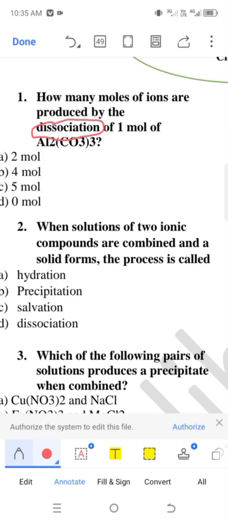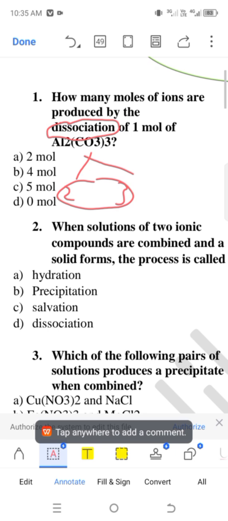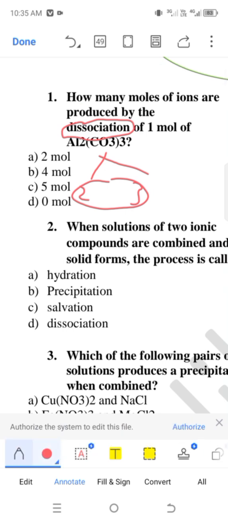But here, when the examiner wrote the question, he means that you should assume the salt is soluble. Assume that the salt is soluble. So you have to dissociate the salt into two cations and three anions. So totally you'll get 5 total ions in this. C is the correct answer.